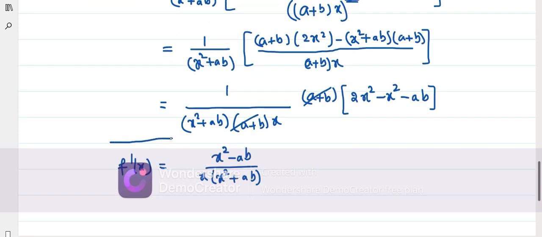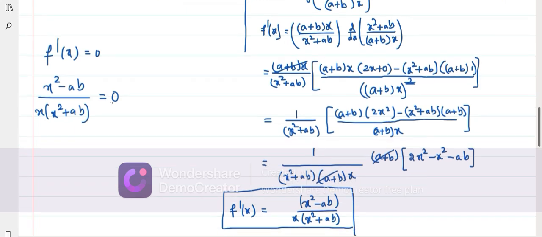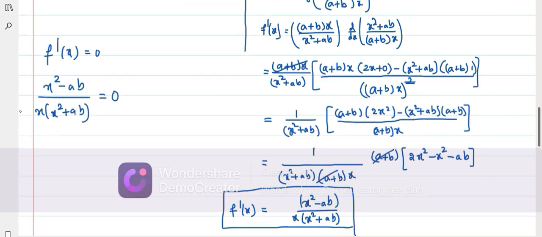Now we have to equate this to 0. f dash of x is 0, right? According to Rolle's theorem, it is 0. What is f dash of x? It is x square minus ab divided by x into x square plus ab. That is equal to 0. See, if you equate to 0, what happens here? The denominator will shift to the right hand side, and in the right hand side we have 0. 0 into that is again 0, right? So what will you get?